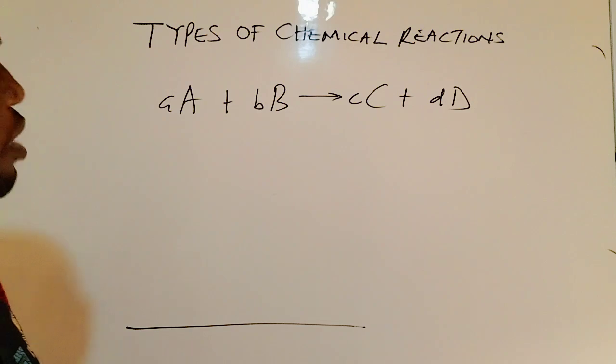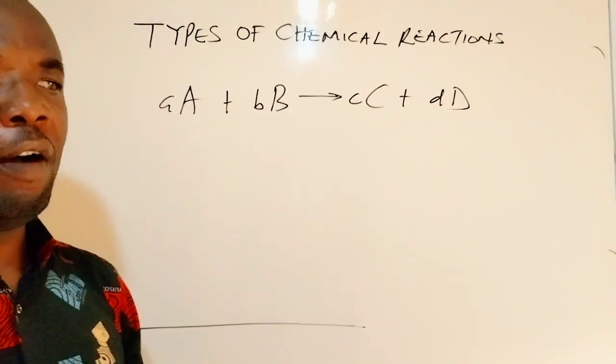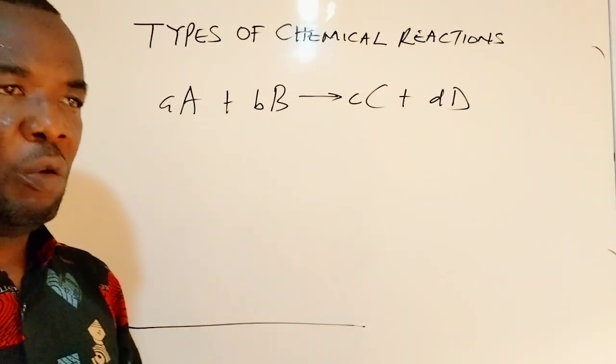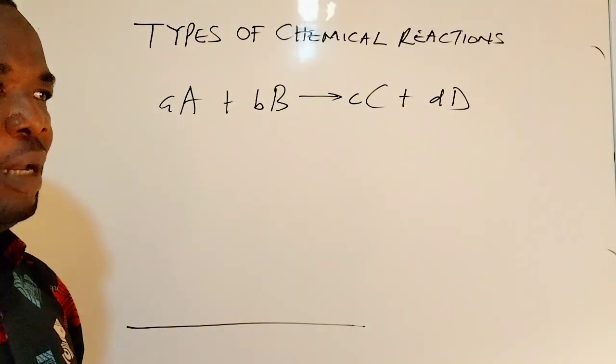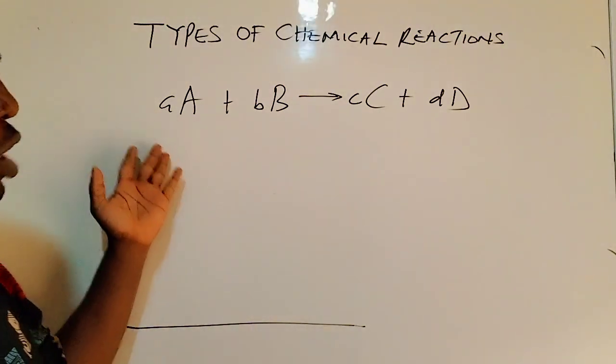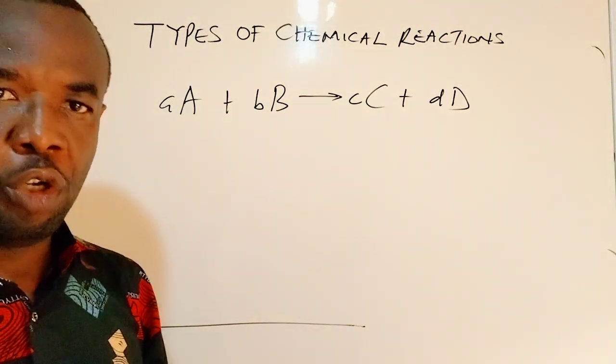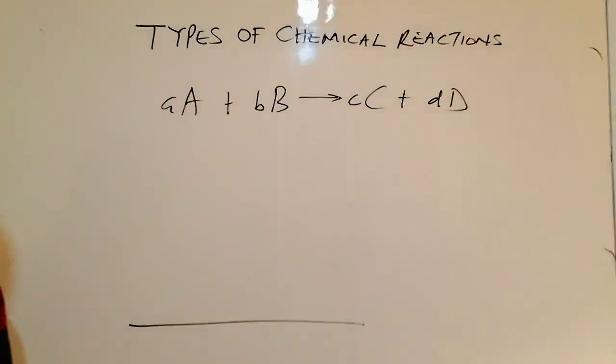Now, before we go to the types of chemical reaction, we have to complete what is remaining of the previous video. We're going to look at information provided by a chemical equation. What information can we get from a balanced chemical equation? We'll look at that briefly.